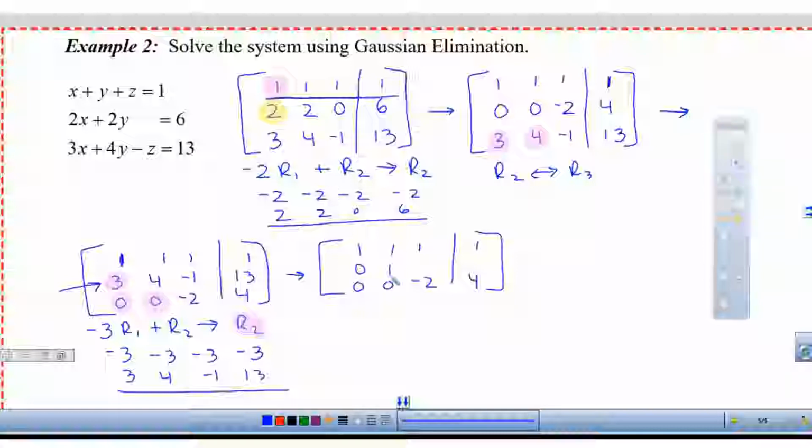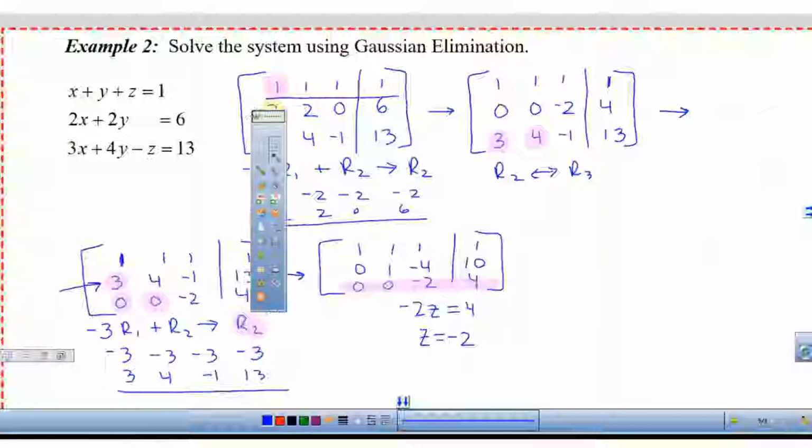Negative 3 minus 4, or minus 1, is a negative 4. Negative 3 plus 13 is a 10. Now you start at the bottom. Look what that means: no x, no y. Negative 2 times z is equal to 4. Divide by a negative 2 and you get z equals negative 2.